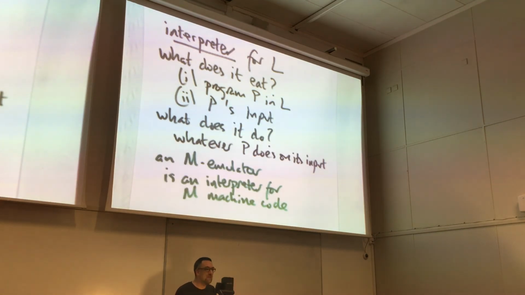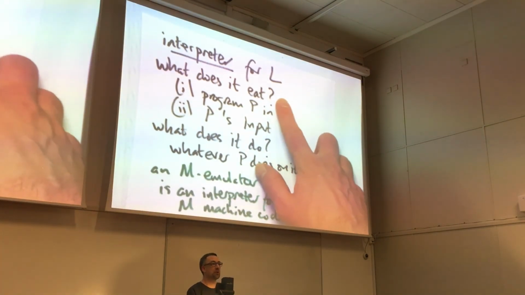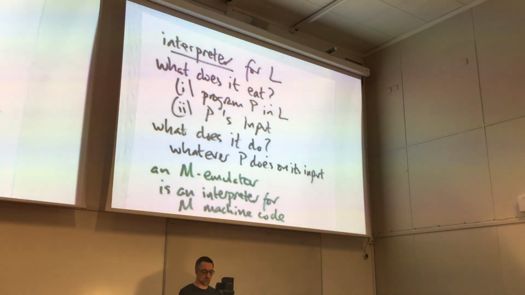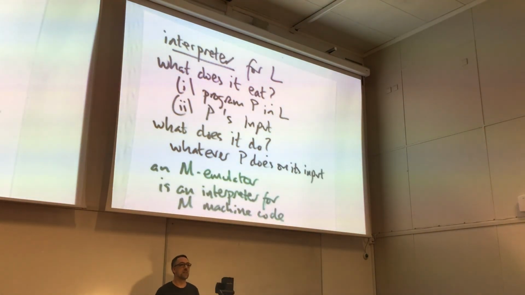What we do when we have an interpreter, what that basically means is we can pretend the box is able to use language L. If we can run the interpreter, we can pretend our machine will run language L just as well as its own machine code. And indeed, this was really useful.